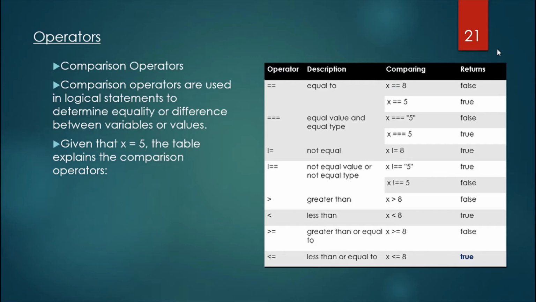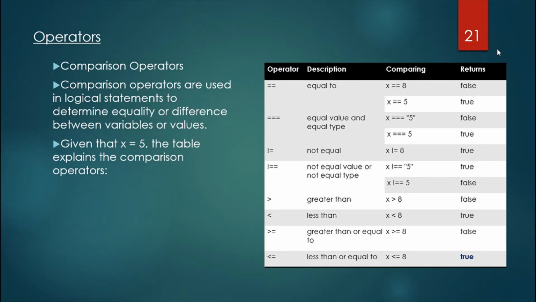In this table, the first one is equal to. Here x is equal to 8. Whenever we are using a comparison operator, the result should be a boolean value. So x is equal to 8 returns false, because x is 5. And x is equal to 5 returns true. Similarly, equal value and equal type. Here 5 is not a number, because it is put in double quotes, so it is a string. So x is 5, that is true, but x is not the string 5, so it is false.